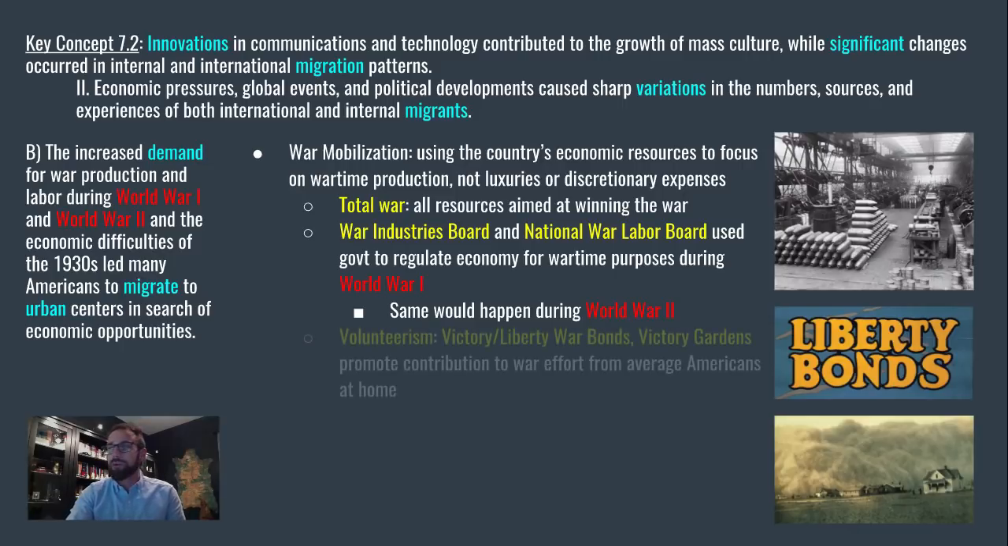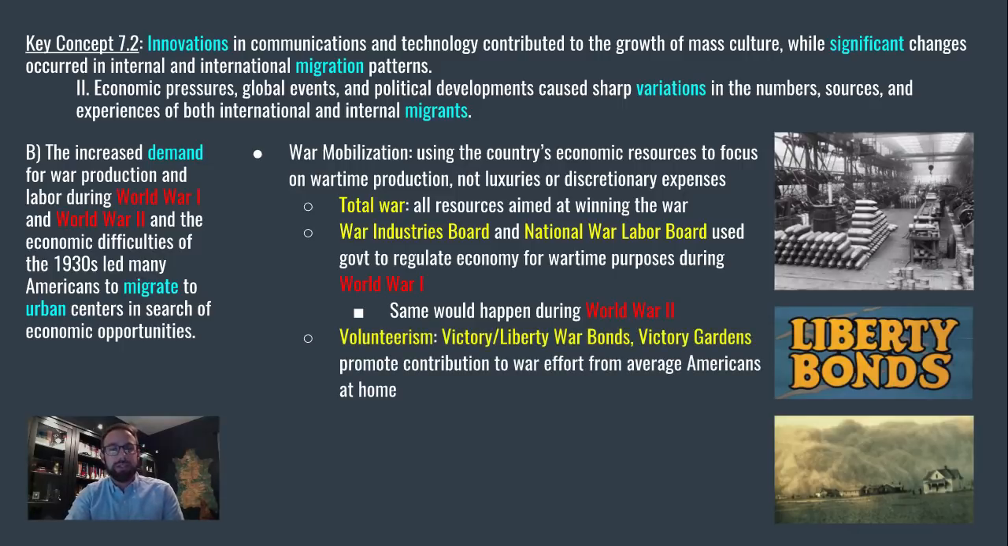Another thing about wartime mobilization is the idea of volunteerism. You might recognize that term, like voluntarism, from the reform movements of the early 1800s. It's the same idea of how can you contribute things to your country through your own personal decisions. So some things that happened there: Victory or Liberty war bonds were the idea of you spend your savings on buying government bonds. So you're basically giving your government your money to use in the war effort, expecting that it'll be paid back when you win the war. Of course, only if you win the war.